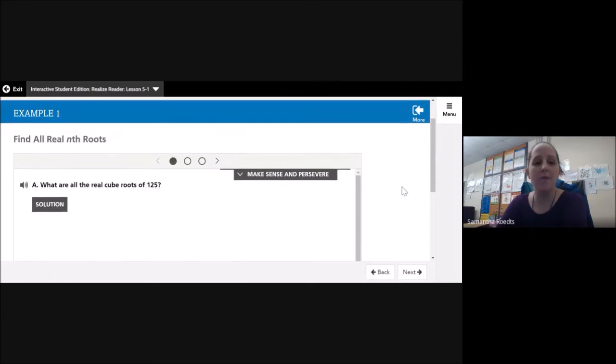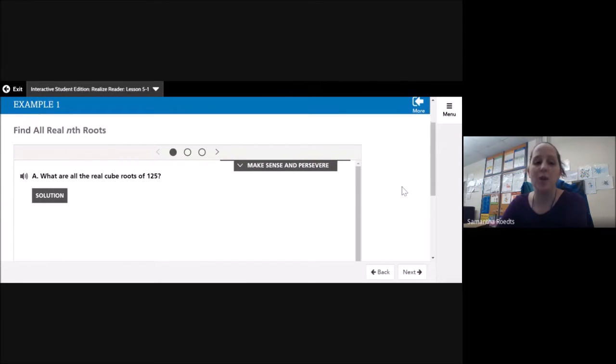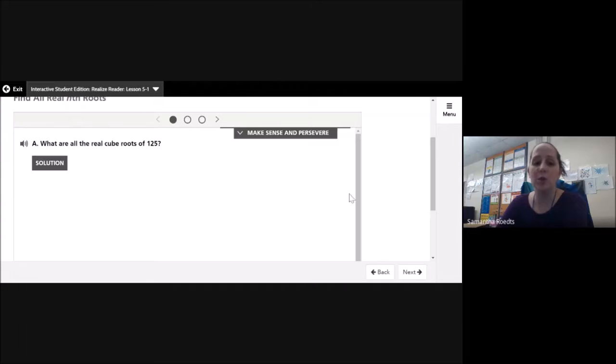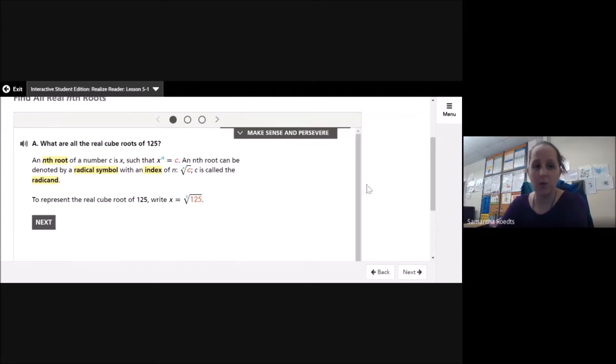All right, so example 1, find all real nth roots. What are all the real cube roots of 125? An nth root of a number c is x, such that x to the nth equals c. An nth root can be denoted by a radical symbol with an index of n. So this little n here is called an index.